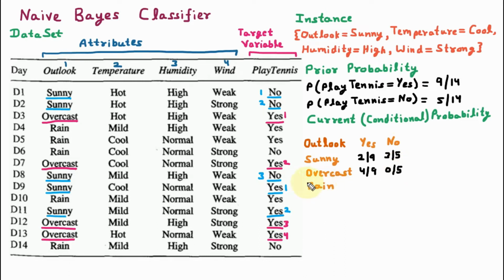Similarly, check for the rain. So here we are highlighting the rain and their corresponding outcome. So rain, yes. Now we are counting the yes.